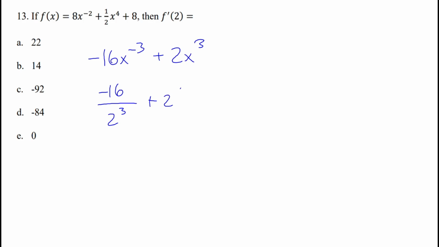And then plus 2 times 2 cubed. So we have negative 16 over 8, that'd be negative 2. And then plus 2 times 8, 2 times 8 is 16. So negative 2 plus 16 is answer choice B, 14.